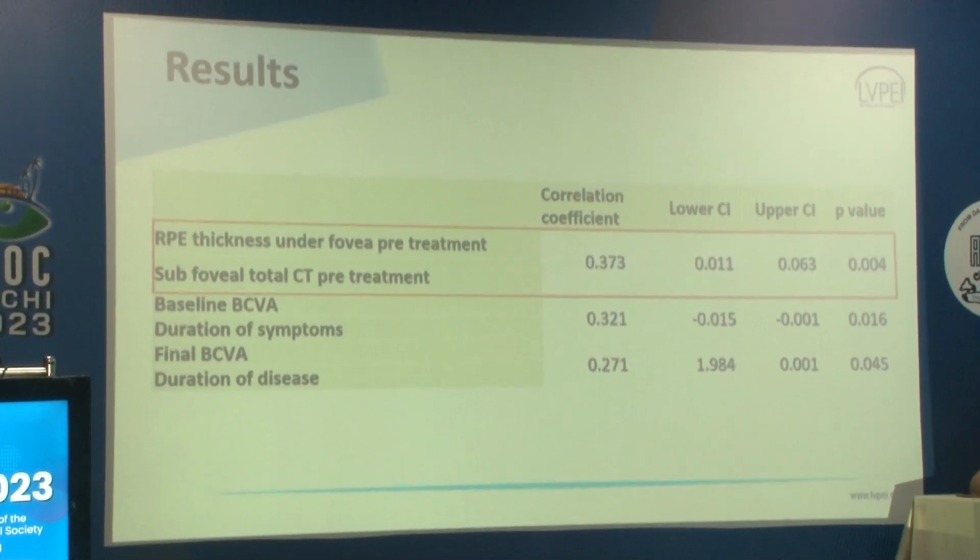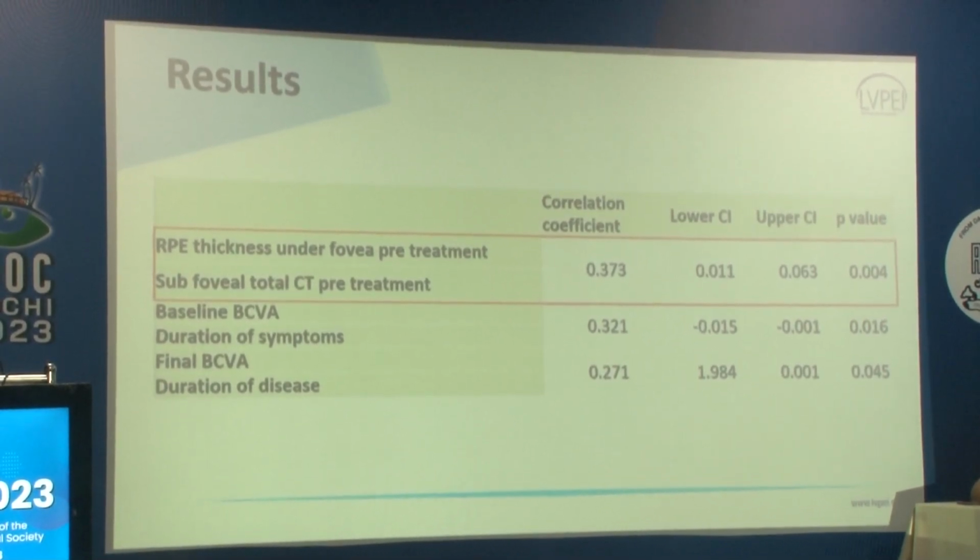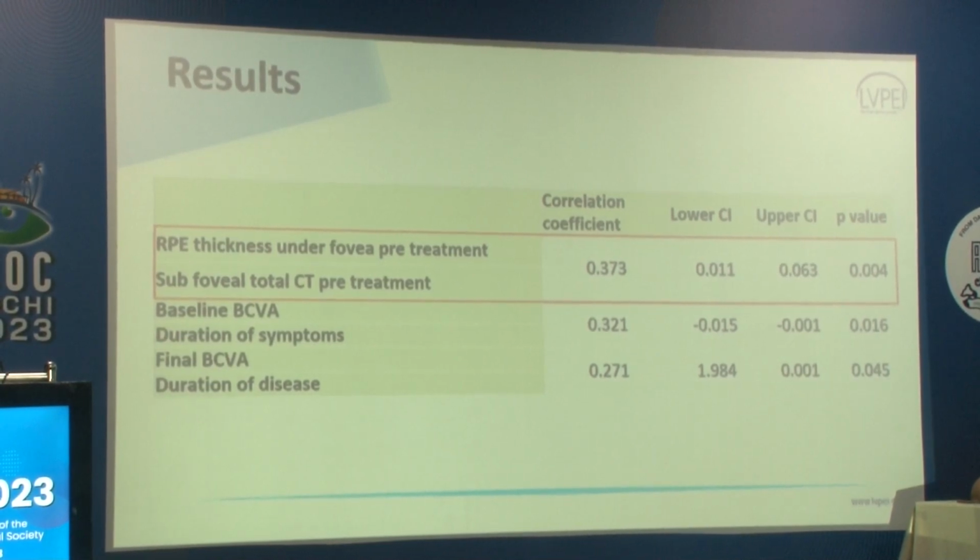On correlation analysis, we noted that during the acute stage of the disease, the RPE thickness under the fovea correlated with the subfoveal total choroidal thickness. Also, there was a correlation between the baseline BCVA and the duration of symptoms, as well as the final BCVA and the duration of the disease.